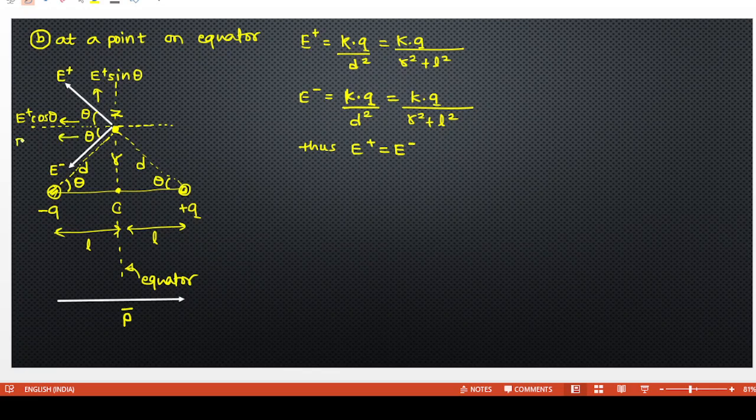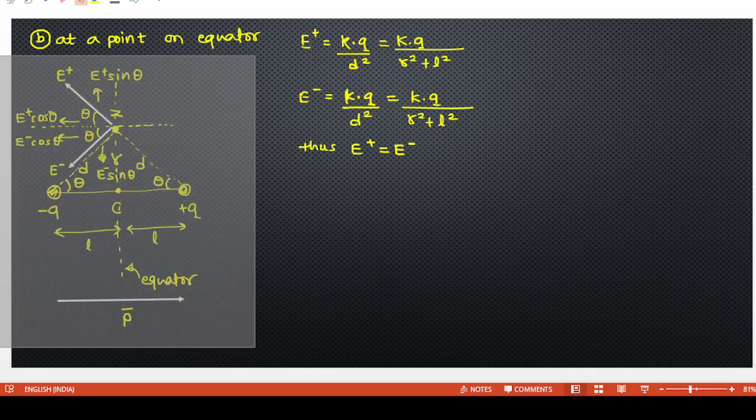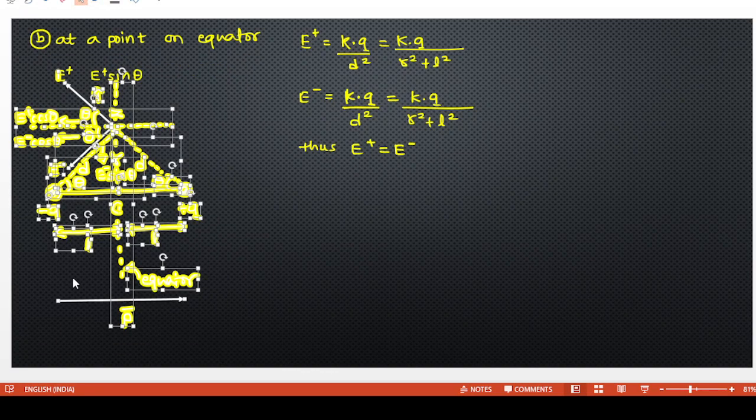Same goes with this E minus. This is E minus cos theta, and this down component is E minus sin theta. Now obviously the diagram will look complex, so it's always better to draw bigger diagrams.